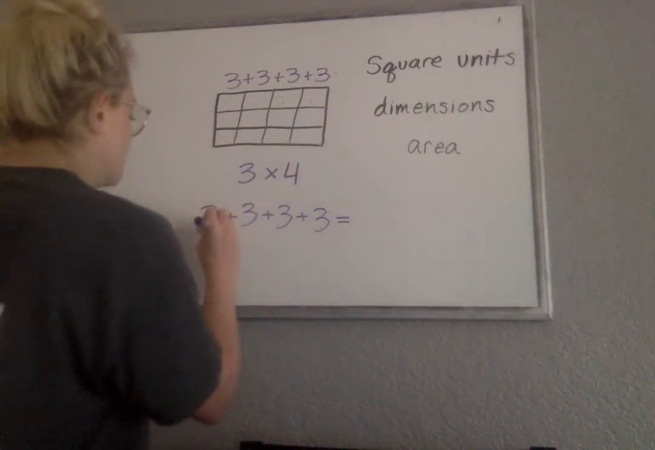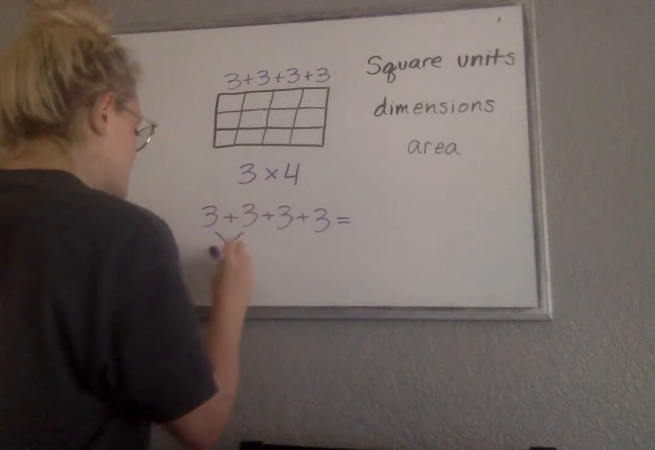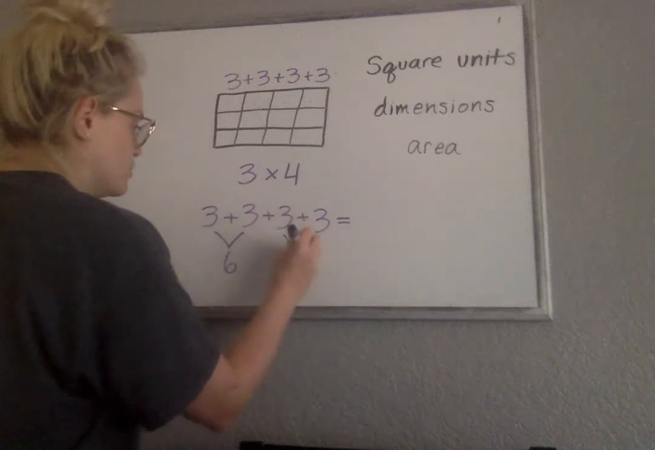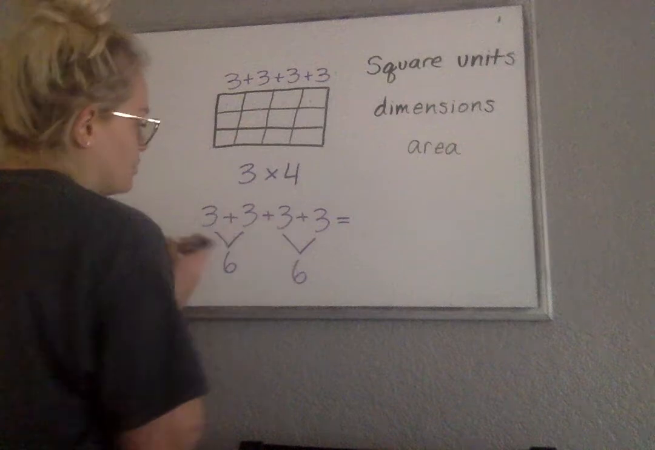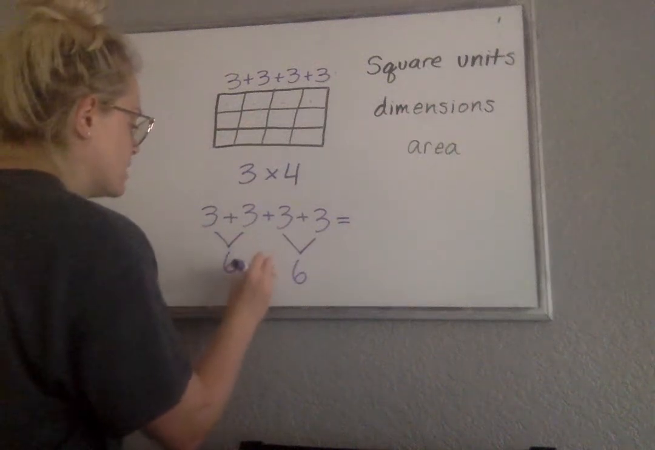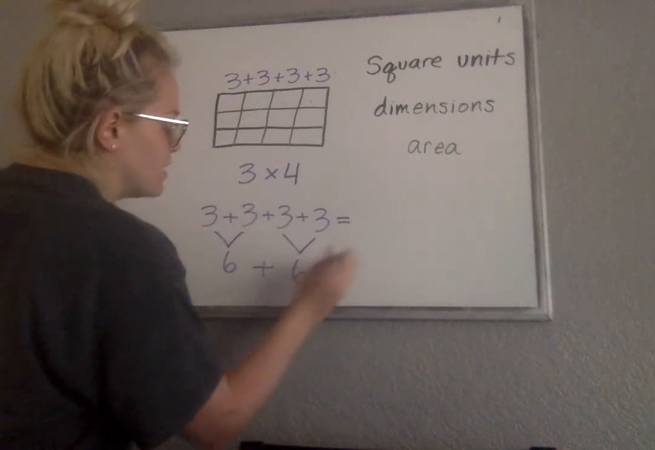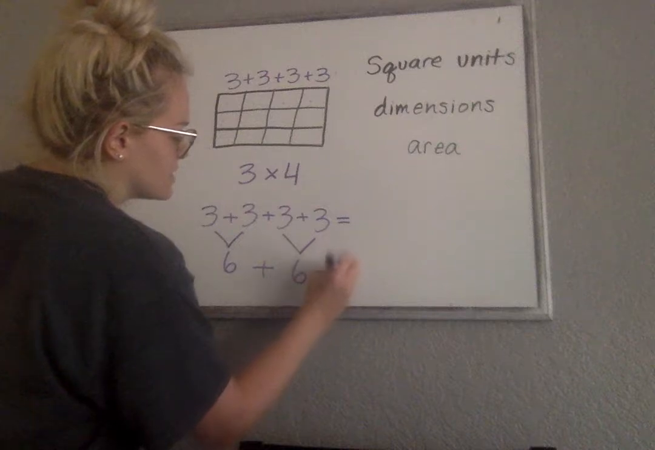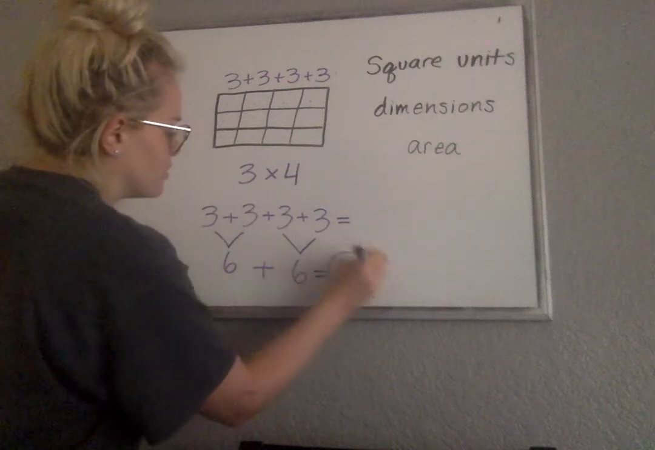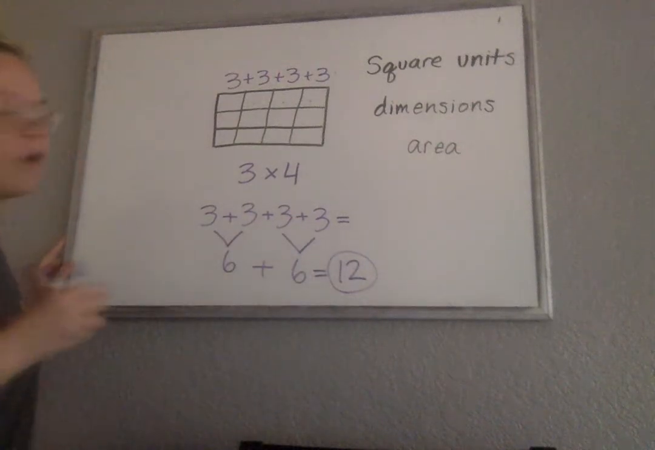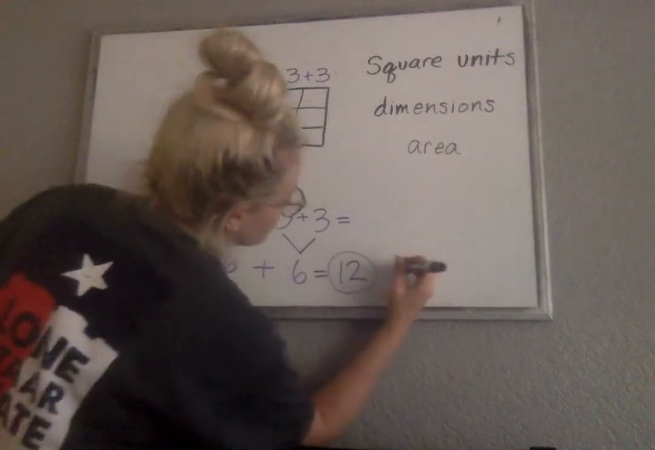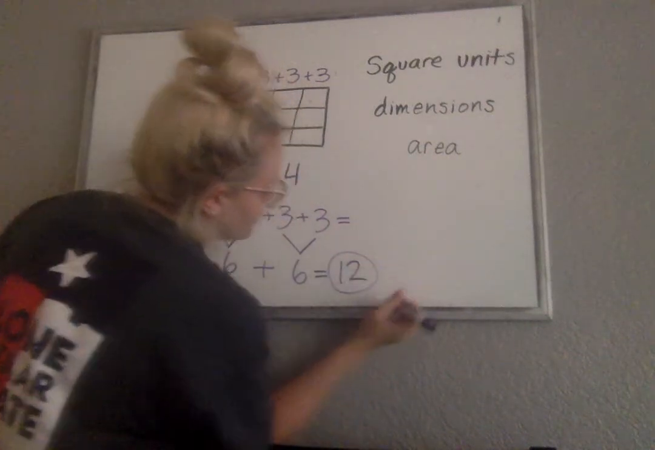So I know 3 plus 3 is 6. And over here I can do the same thing: 3 plus 3 is 6. And so then I have 6 plus 6. And I know 6 plus 6 is 12. Okay? So our area for this whole thing would be 12.